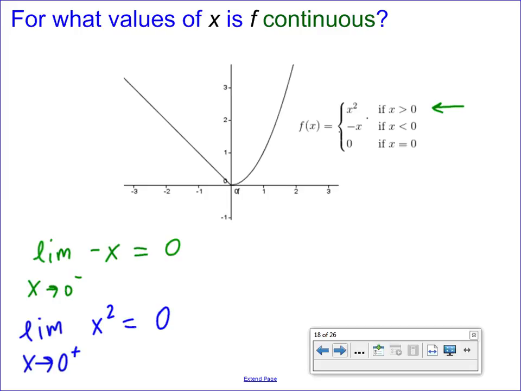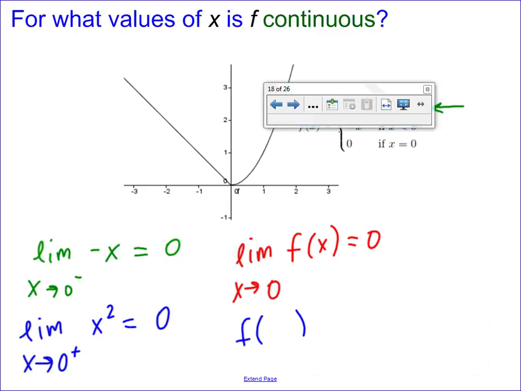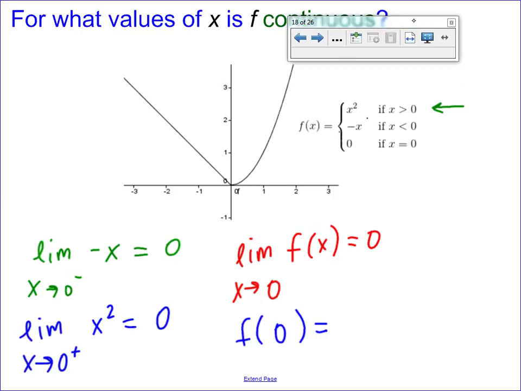Does the overall limit exist? Yes, the left-hand limit matches the right-hand limit. This text calls them the two-sided limits. So the two-sided limits exist and are the same. Therefore, the overall limit as x approaches 0 exists and equals 0. Next requirement, I need my function at x equals 0 to exist and be the same thing. So which definition would I use? Well, I wouldn't use the top because I'm strictly, which definition would I use now? Vivian? The bottom, and then that gives me 0.